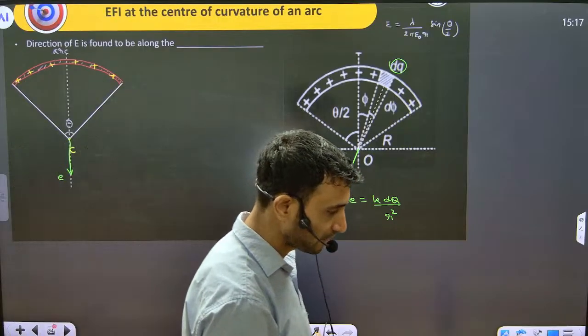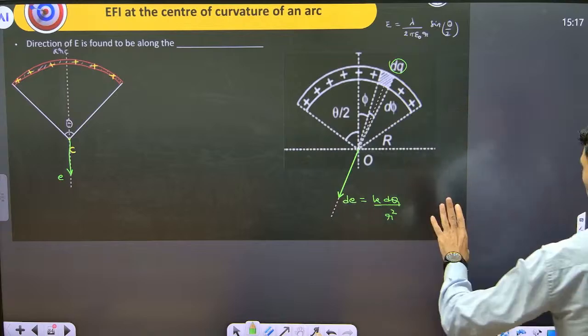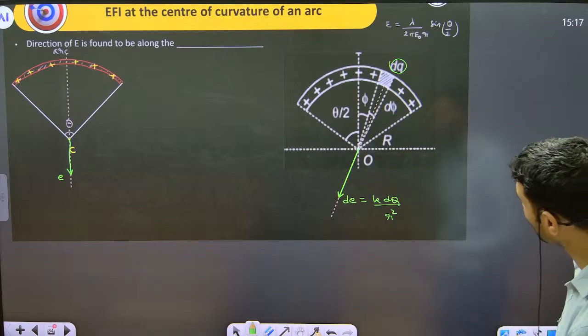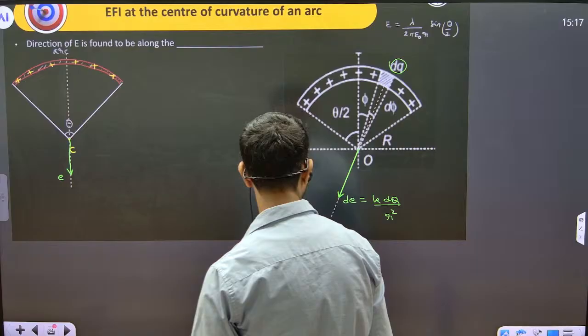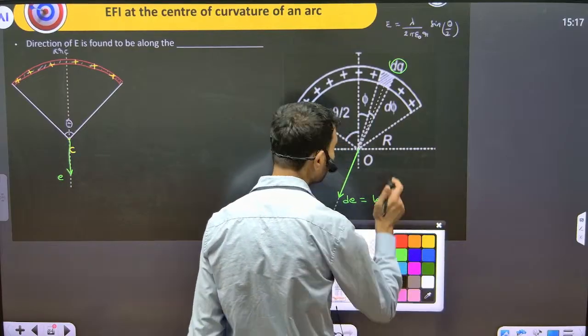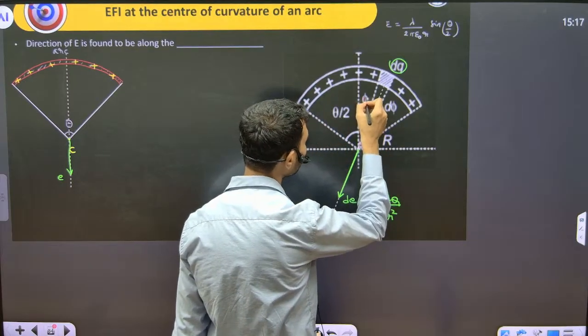But now there's a problem with that. That's fine, no problem as such, but we have to recognize something there. Now you will see that this angle is phi, right?